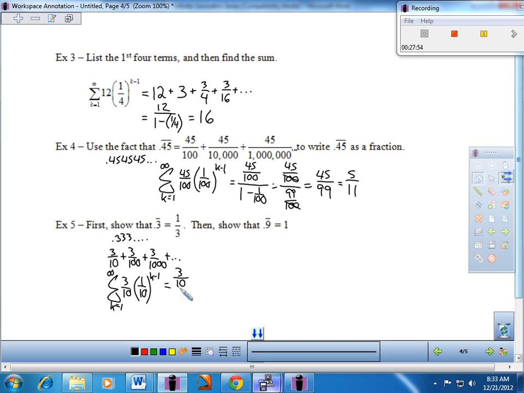3/10. Down on the bottom, everybody, is 1 minus r. So 1 minus 1/10. And let's clean this up a little bit. I get 3/10 on top. Well, 1 minus 1/10 should be 9/10 there. Hoping you see that. 10s will cancel. And you end up getting 3/9, which of course is 1/3.